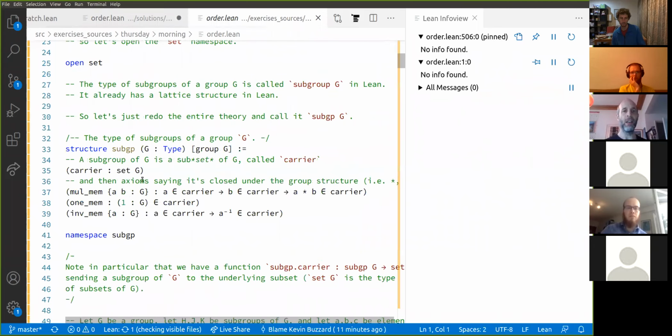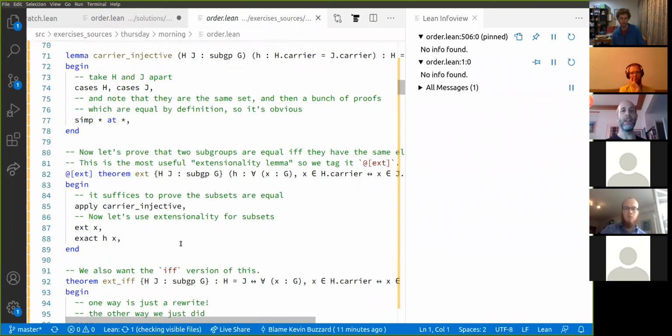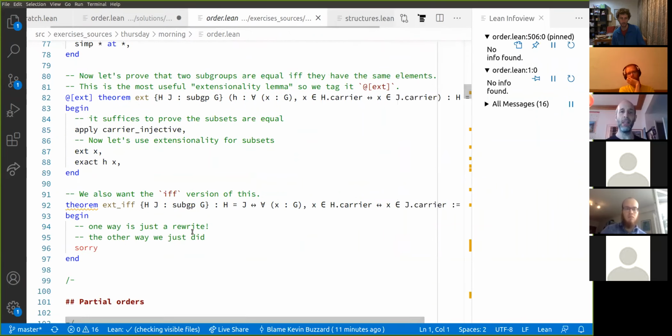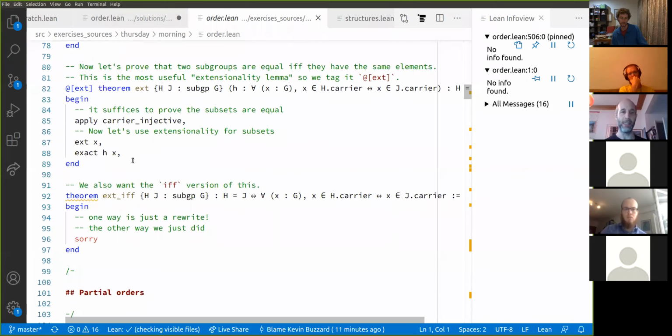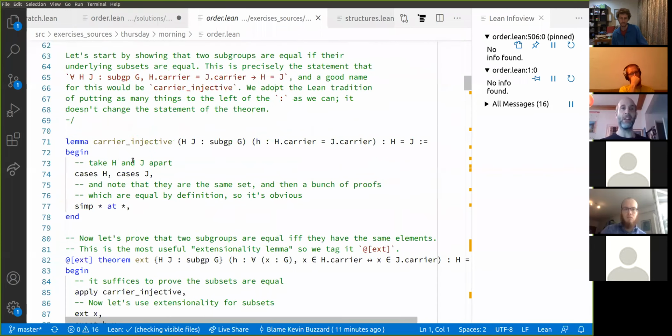So I did those 2 exercises for you, but here's one you can do yourself. Now, I've done the hard way. Why don't you prove that 2 subgroups are equal if and only if the underlying subsets have got the same elements? So that's an if and only if, so you can split it, and one way is the way I've just done, and the other way is easy. So there's a basic introduction. So that's how we're going to do subgroups.